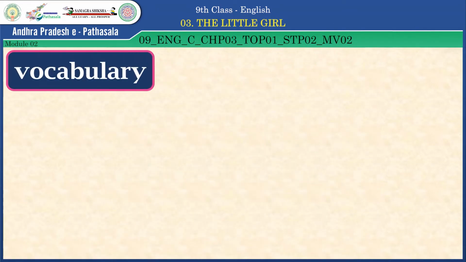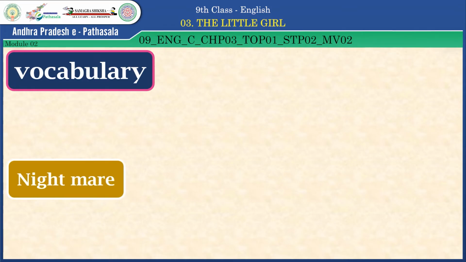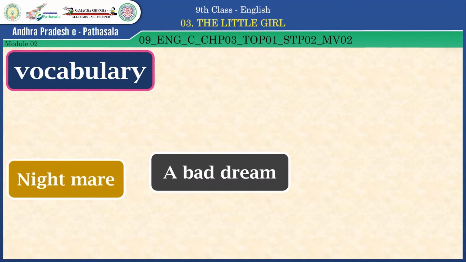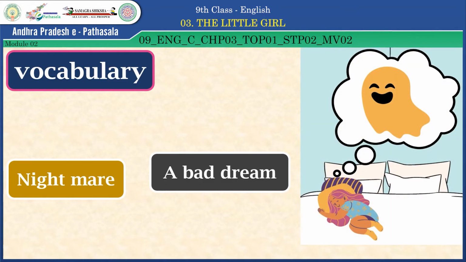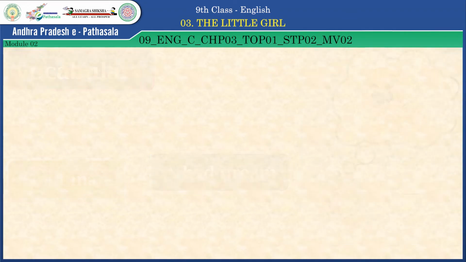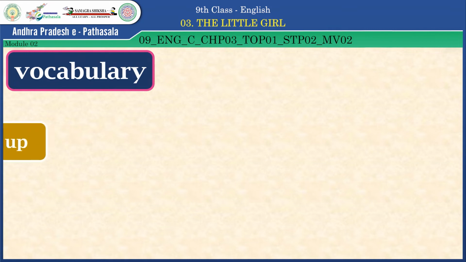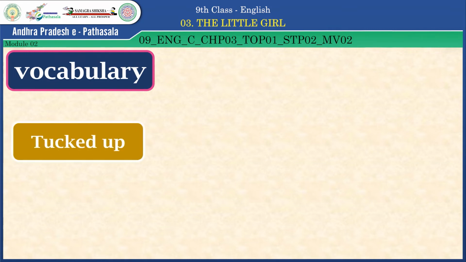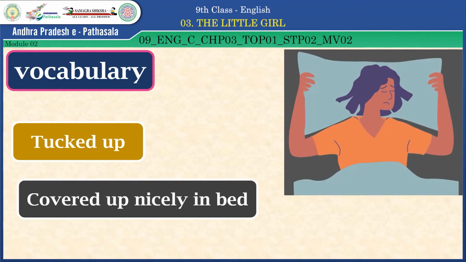Let us see the vocabulary of the text. Nightmare. The meaning of nightmare is a bad dream at night. Here is one more vocabulary. Tucked up. The meaning of this word is covered up nicely in bed.